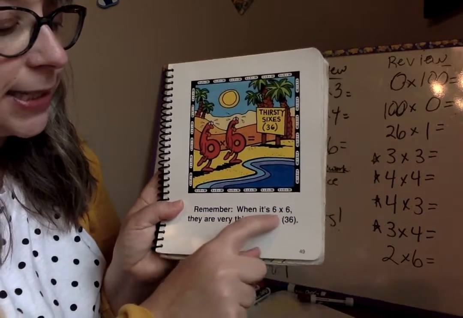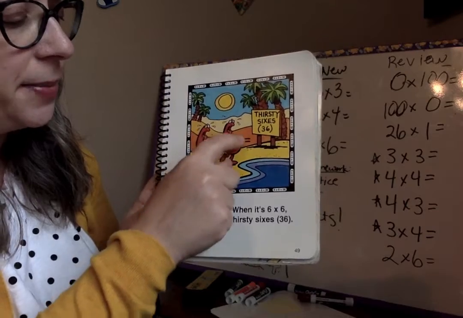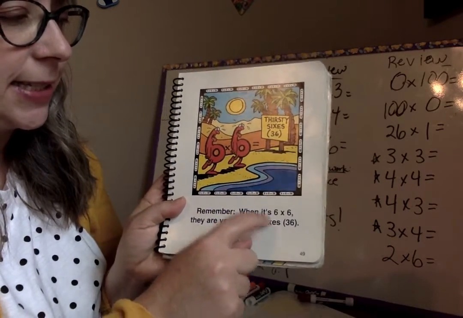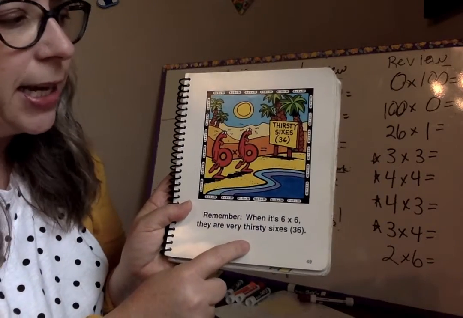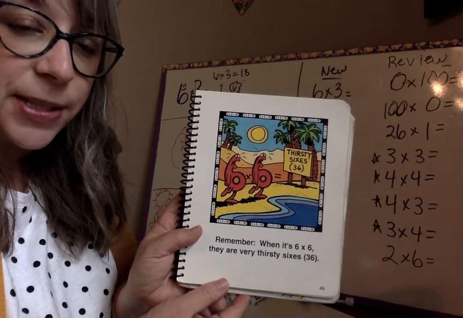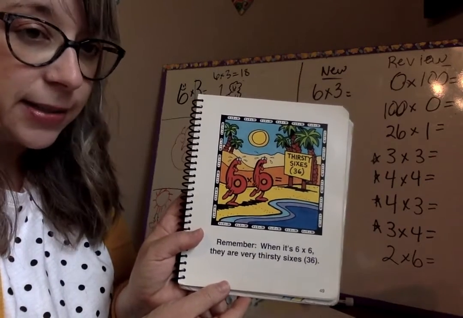So remember, when it's 6 times 6, they are thirsty sixes, as in thirsty sounds like 30 sixes. So they are very thirsty sixes. 6 times 6 is 36.